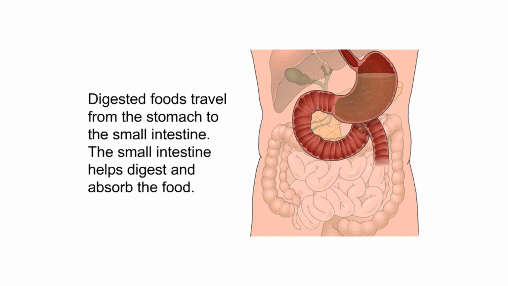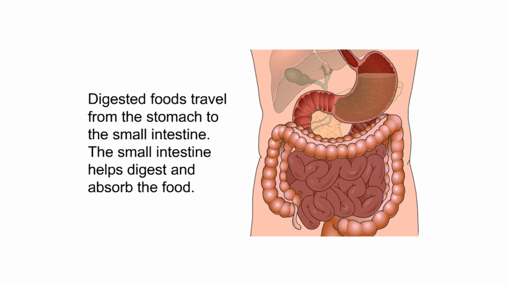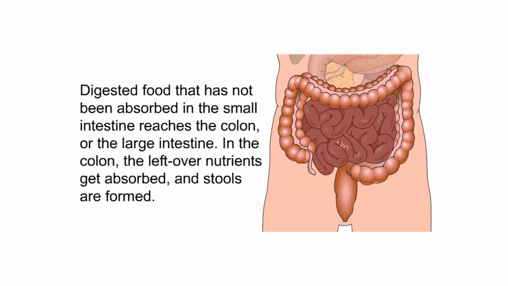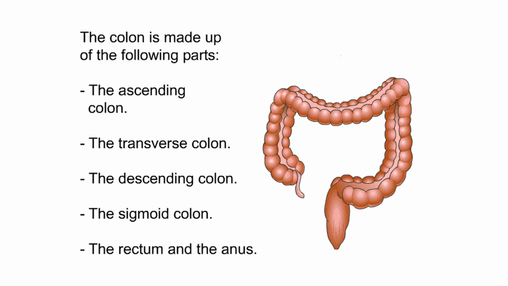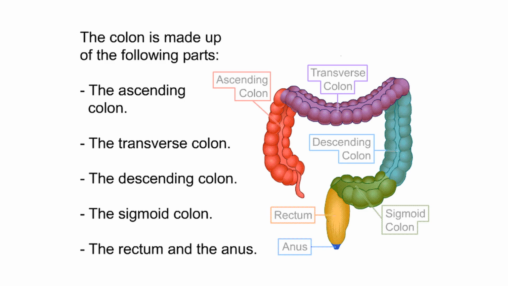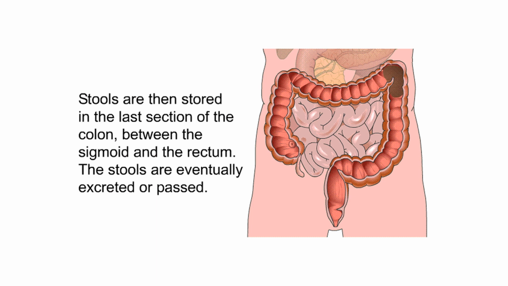Digested foods travel from the stomach to the small intestine. The small intestine helps digest and absorb the food. Digested food that has not been absorbed in the small intestine reaches the colon or the large intestine. In the colon, the leftover nutrients get absorbed and stools are formed. The colon is made up of the following parts: the ascending colon, the transverse colon, the descending colon, the sigmoid colon, the rectum, and the anus. Stools are then stored in the last section of the colon between the sigmoid and the rectum. The stools are eventually excreted or passed.